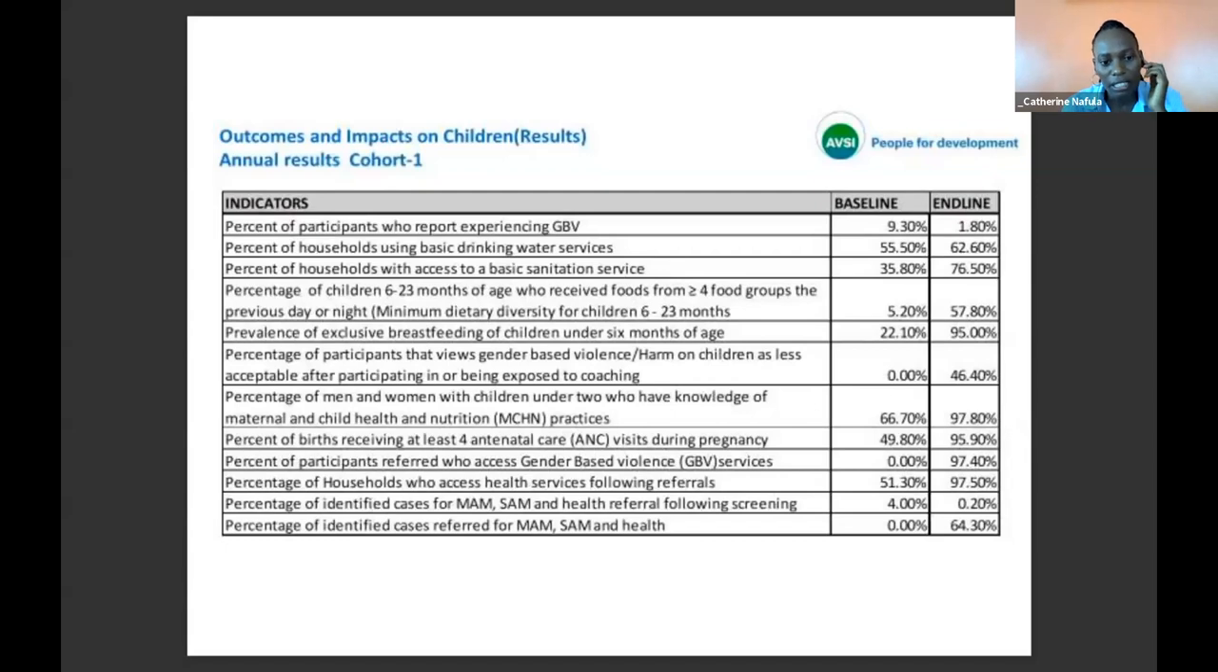And then the percentage of identified cases referred for nutrition and health at the start of the project was 0.00. But as we ended our first cohort, which was running for 30 months, we noticed that 64.0% were the cases that were being identified and referred for nutrition and health.